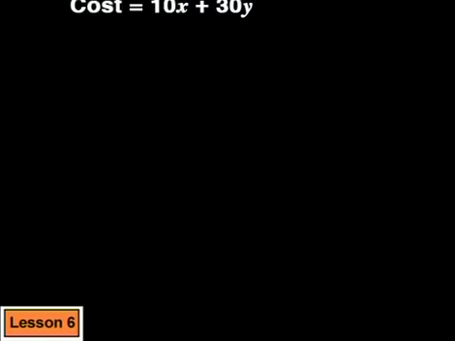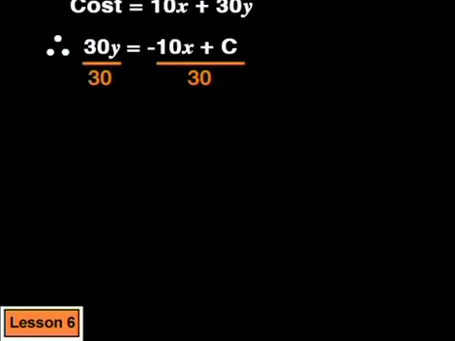To get y on its own, I can subtract 10 times x from both sides. If I write down the equation starting with 30 times y, I'll get 30 times y equals negative 10 times x plus cost. Let's use a capital C for cost. Next, we need to get the y by itself, so let's divide both sides of the equation by 30.